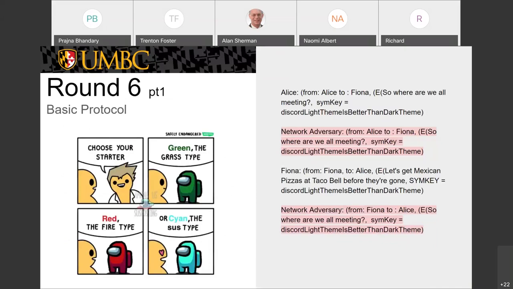So now we're on to round six. Throughout everything, we are encrypting with that gigantic key that says Discord light theme is better than dark theme. The network adversary does not have access to this key. So he's going to receive this message and forward it on from Alice to Fiona. And then Fiona is going to respond. And the network adversary is going to do something a little bit different. He's actually going to take the body of Alice's message and just return it to Alice. Next slide.